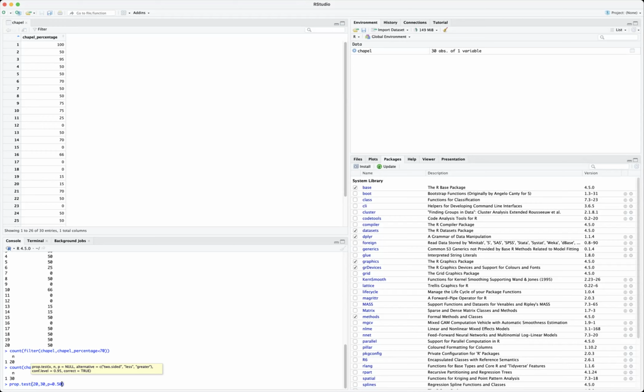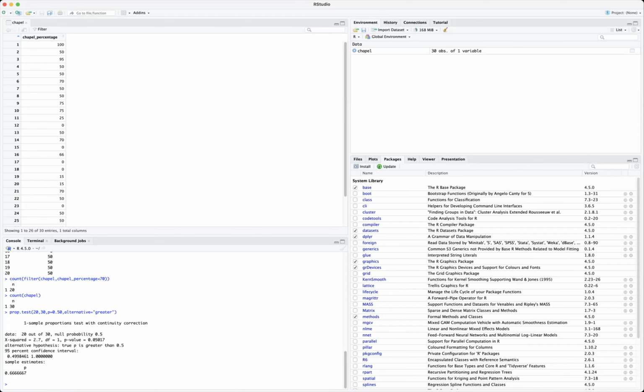We want to know, do more than 50% of LEAD students think this? And therefore, our alternative needs to be greater, because we want to know, do more than 50% of LEAD students think this? So if we run the test, we get a p-value of 0.05017. This is less than our significance level of 10%, or 0.1.